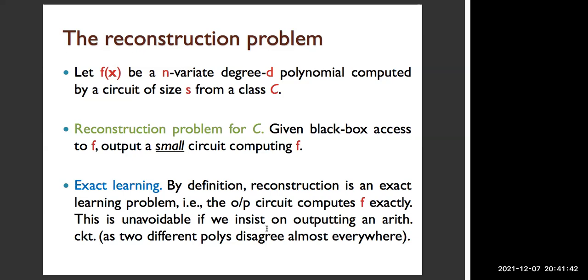So that's why, unlike learning Boolean functions, where you can perhaps output another Boolean function which differs at a few points, you can't do that with arithmetic circuits. You have to output the function exactly if you insist on outputting an arithmetic circuit.